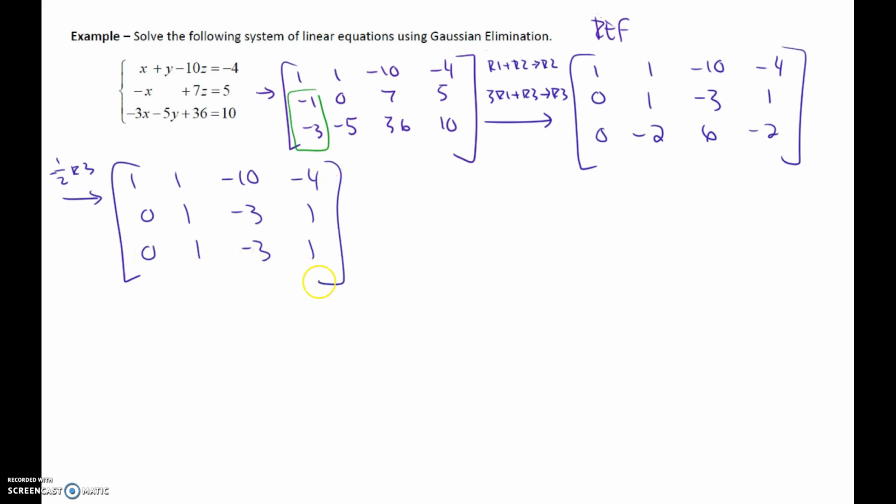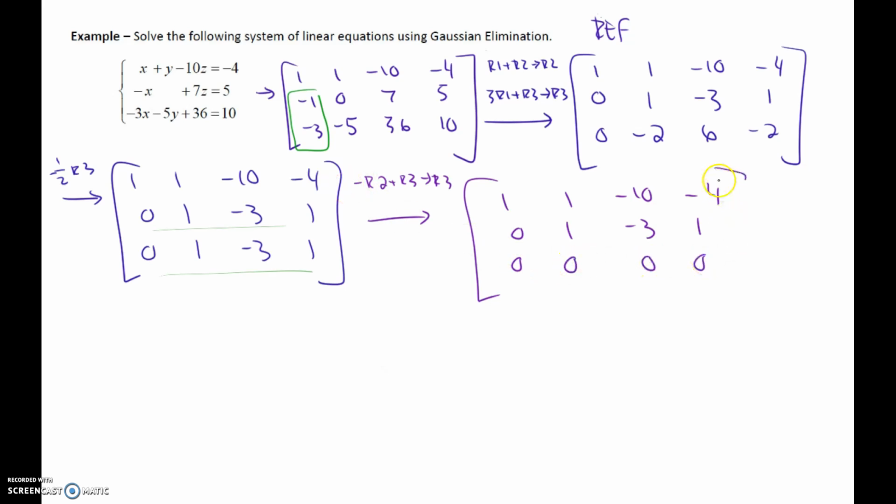You should kind of see that something's going on here. These two equations are exactly the same. I'm going to finish it though, just to show you kind of what it's supposed to look like whenever you have this type of solution. I'm going to take negative row 2 plus row 3, store it into row 3. 1, 1, negative 10, negative 4. 0, 1, negative 3, 1. So 0, negative 1, it's basically going to 0 out that last row.